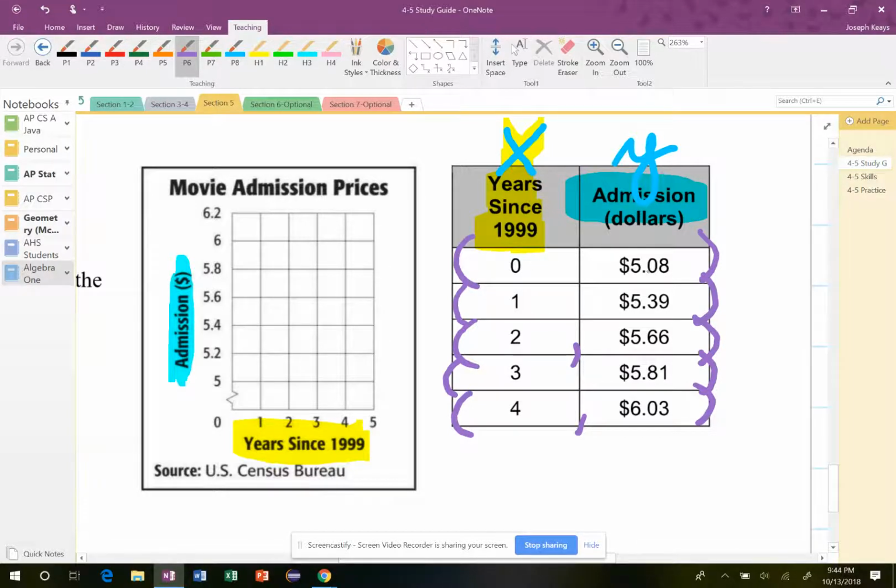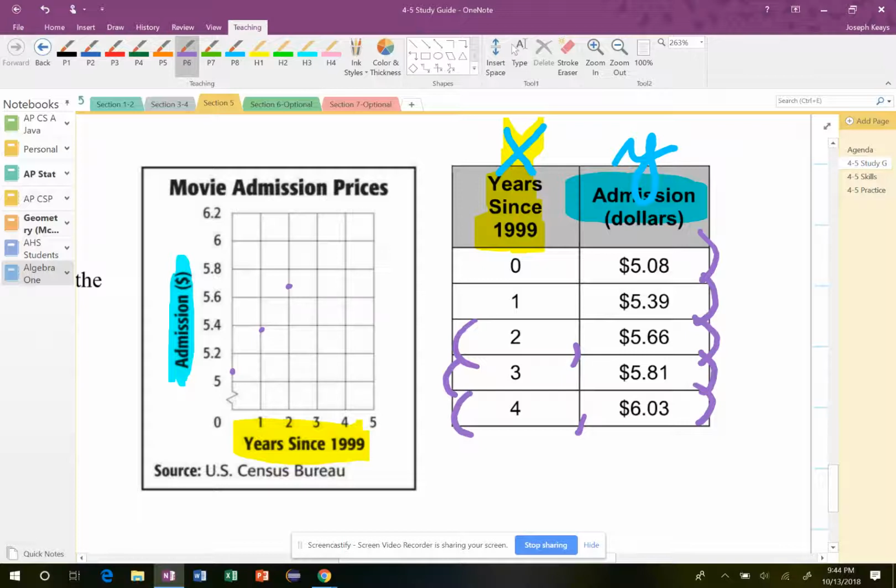So 0, 5.08. So 0 is here, and 5.08 is going to be a little bit above 5. So there's going to be a dot right around there. Okay. 1, 5.39. Well, 5.39 is just below 5.40, so there's going to be a dot right there. 2, 5.66. Well, 5.66 is going to be somewhere right around there, because if that's 5.60, that's 5.70, that's 5.80, it's going to be roughly right in there.